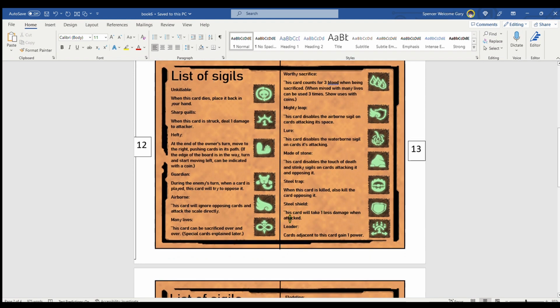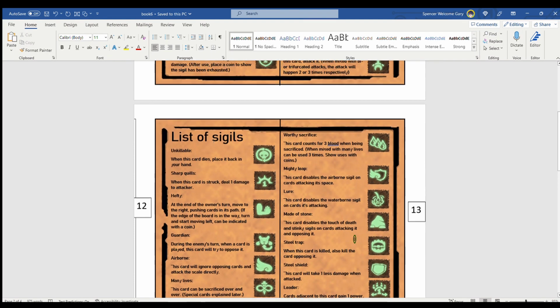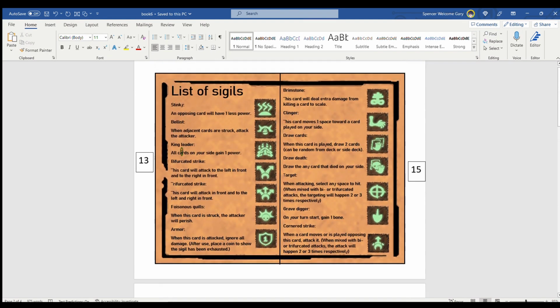Steel Shield. This card will take 1 less damage when attacked. Leader. Cards adjacent to this card gain 1 power. And the other side of 13 is over here. Stinky. An opposing card will have 1 less power. Bellist. When adjacent cards are struck, attack the attacker. King Leader. All cards on your side gain 1 power.